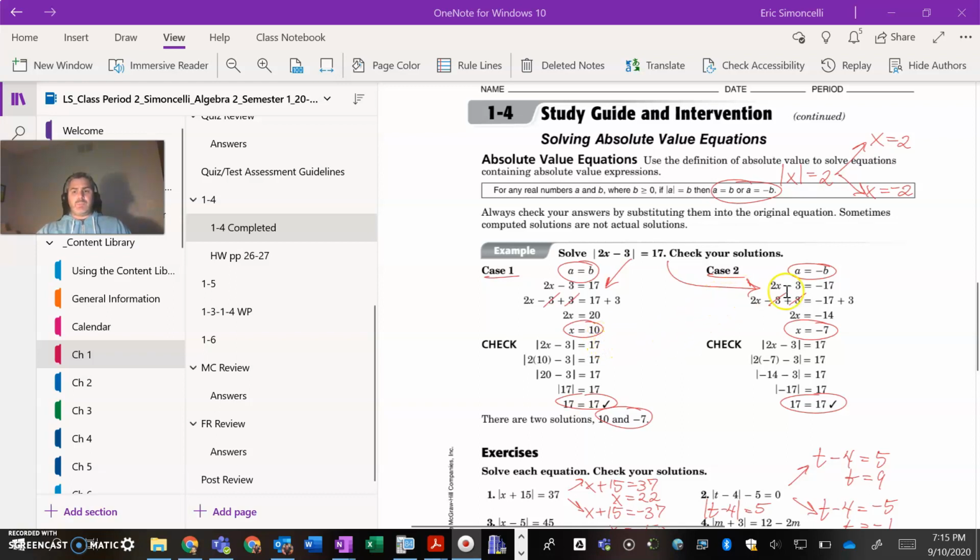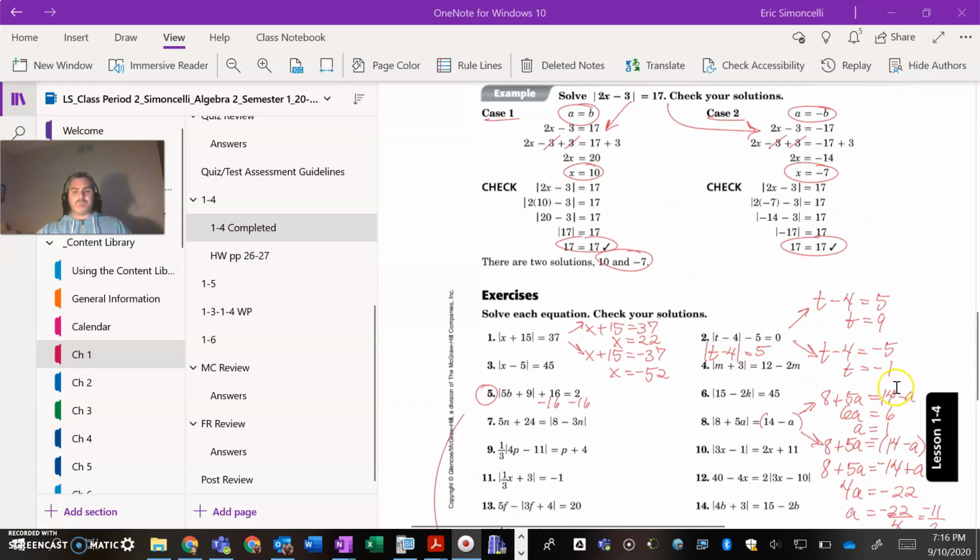Case 2, 2x minus 3 equals -17. We'll do the same basic process of solving for x. Add 3 to both sides. On this side it cancels. On the other side you do the math to get -14. Divide by 2. x equals -7. Let's check our answer on this one too. So 2 times -7 minus 3, in other words, -14 minus 3, which is -17. Take the absolute value, and 17 checks out because it equals the other side. Because they both work, we have two final solutions, 10 and -7.